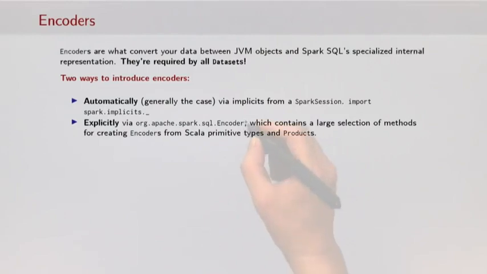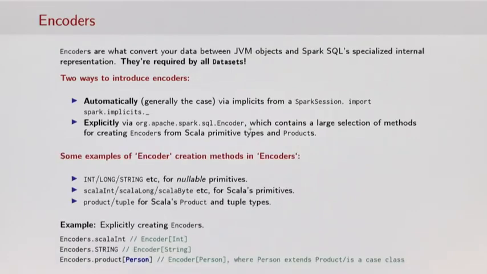And for that, Spark SQL actually has an object called Encoders in the SQL package, which contains a big selection of methods for creating encoders from Scala primitive types and products and things like that. So here are three kinds of encoders. There are encoders for int, long, string, etc., for primitives that are nullable, which isn't the case for all of Scala's primitives. And then there are methods that create encoders for the Scala primitives. So Scala int, Scala long, Scala byte, etc., the list goes on. And finally, there are methods that create product or tuple encoders, because sometimes we're building up complex types via case classes. So here are some examples of how one might go about creating an encoder.